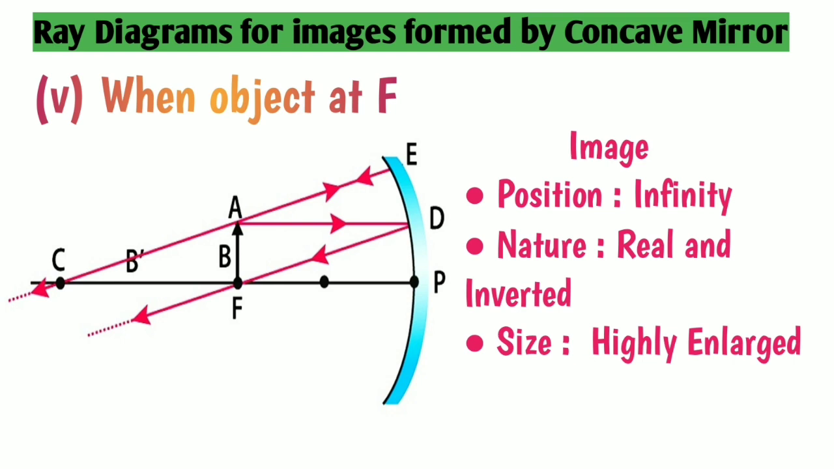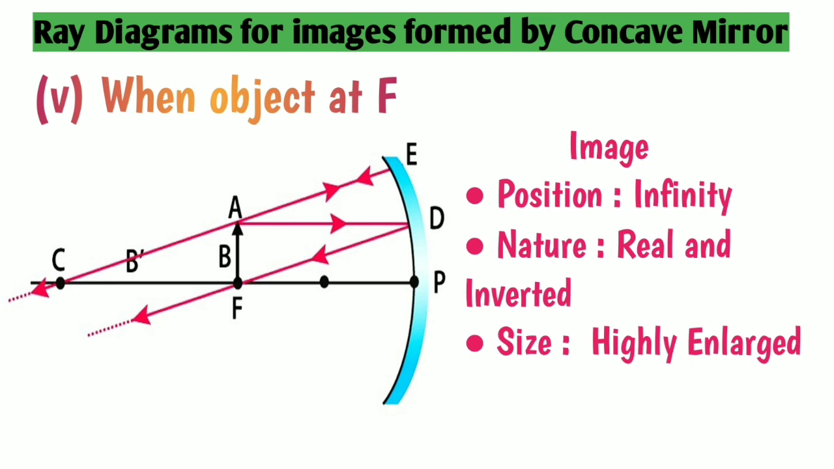Both are parallel to each other. They never meet at a point. So we can say that the image will be formed at infinity. So the position of the image is infinity. Nature is real and inverted. And as the position is infinity, the size of the image will be highly enlarged. So here image size is highly magnified with respect to object size.